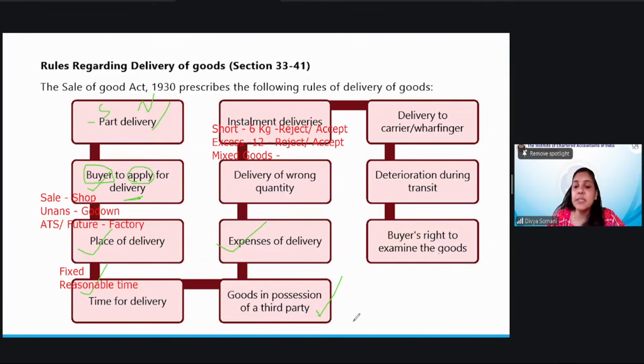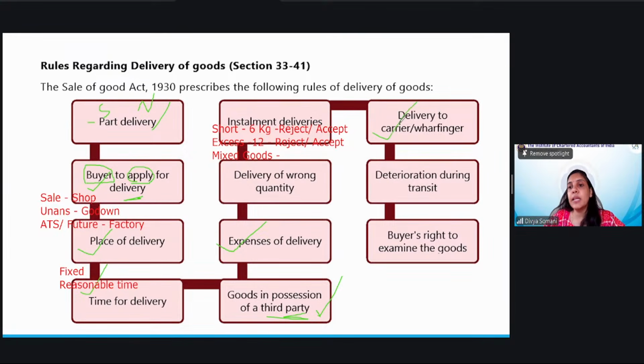If the third person is now in the possession of the goods, then in that case, delivery will be complete when this third party conveys to the buyer that he has obtained the possession of the goods. Until he conveys that, how will the buyer know that actually he has received the goods or not? So the delivery will be completed only when the third person conveys it to the buyer. Okay, so this is meant by this point.